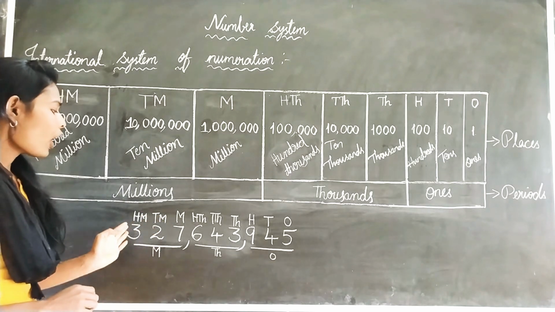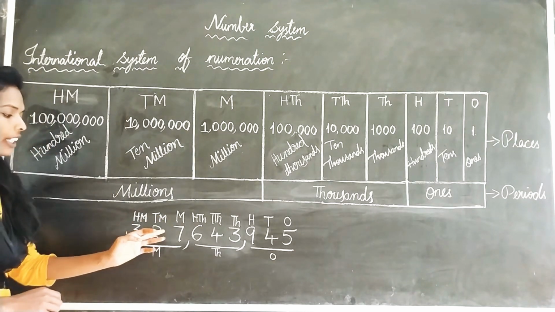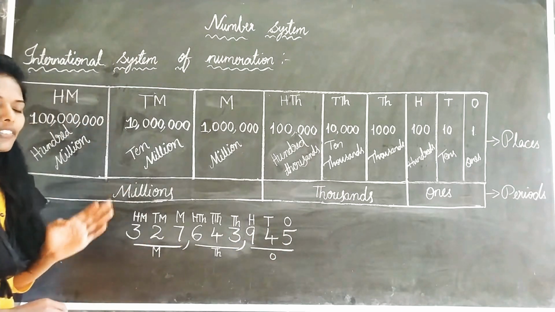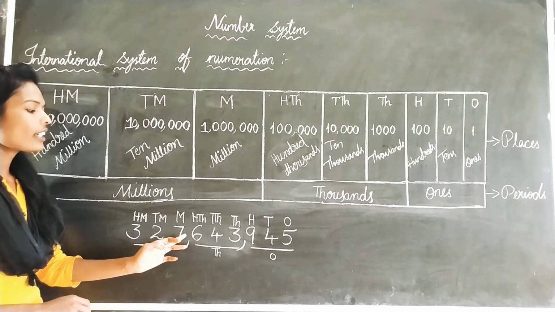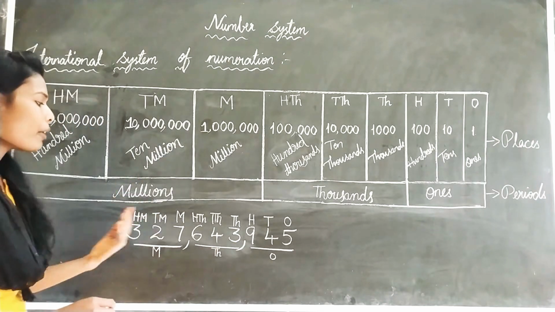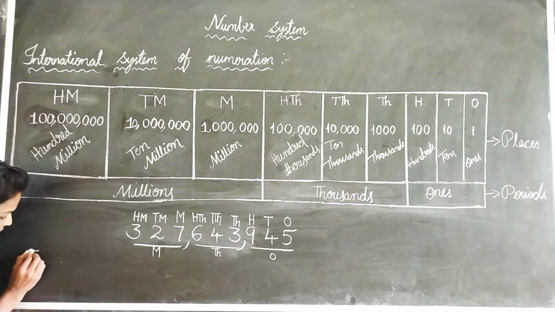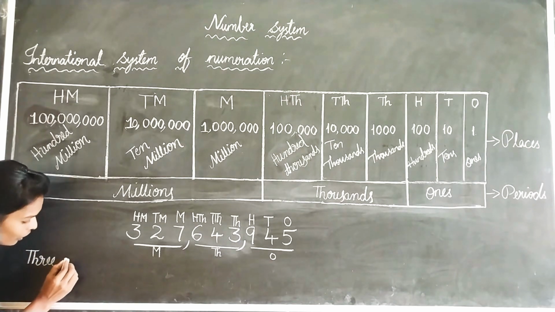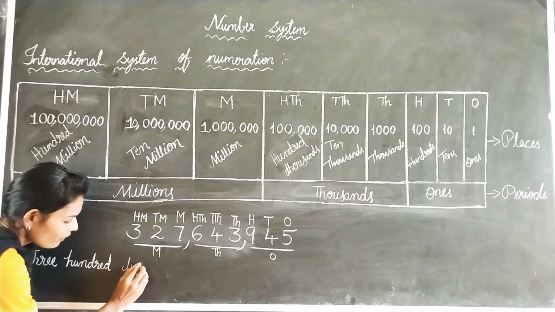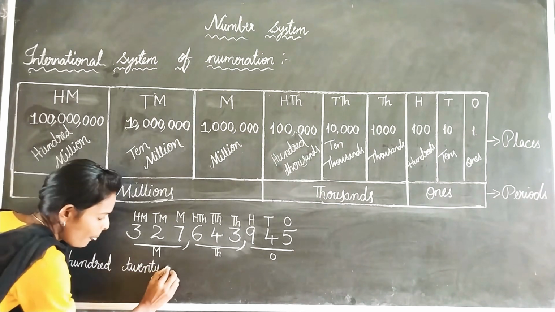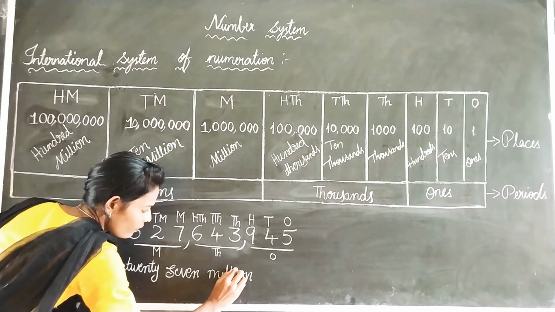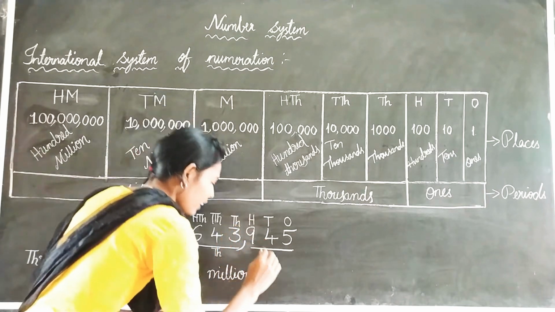Children, let's see now how to read this number. 327,643,945. Read once again. 327,643,945. Children, now let's write the number name. Twenty-seven million, 43,000.